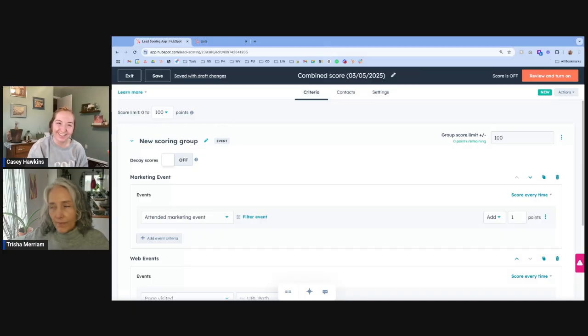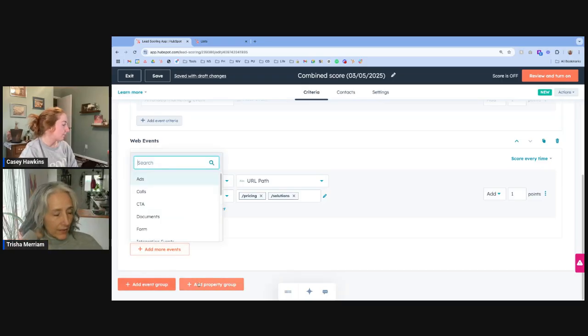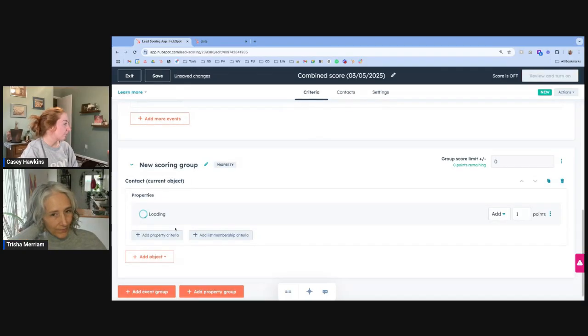Maybe there's a scoring range you give them based on how far they get in their life cycle stage. Like, if they got up to here, they get that. If they got to opportunity, which could map to the deal stages, maybe deal stages or maybe life cycle stage.